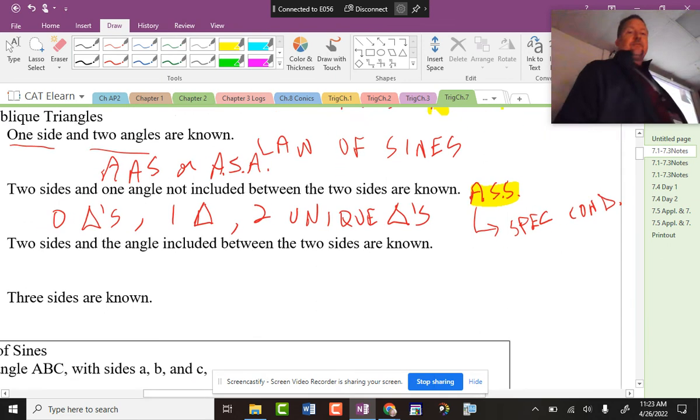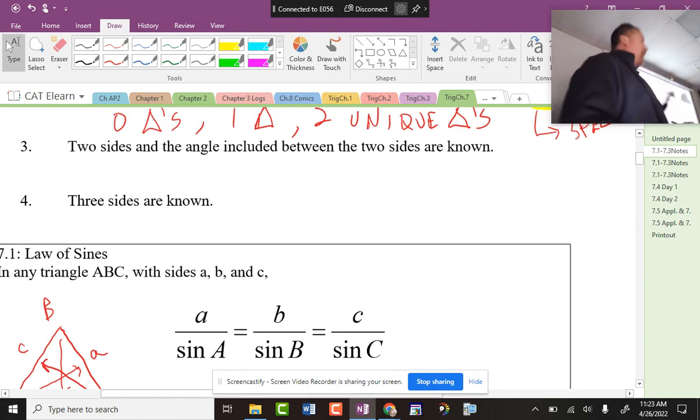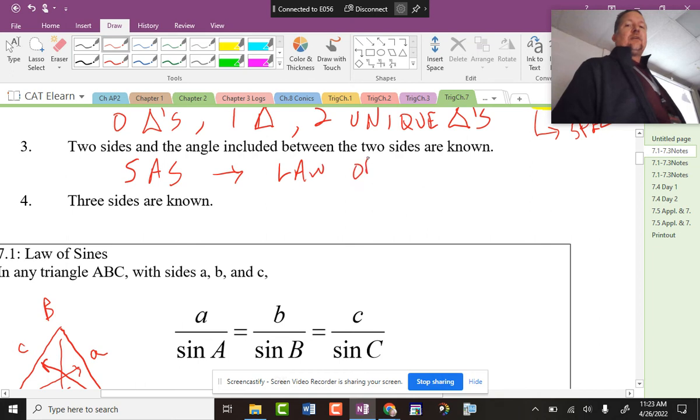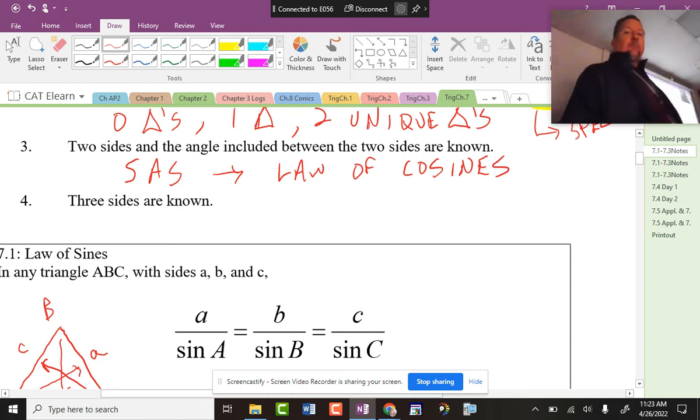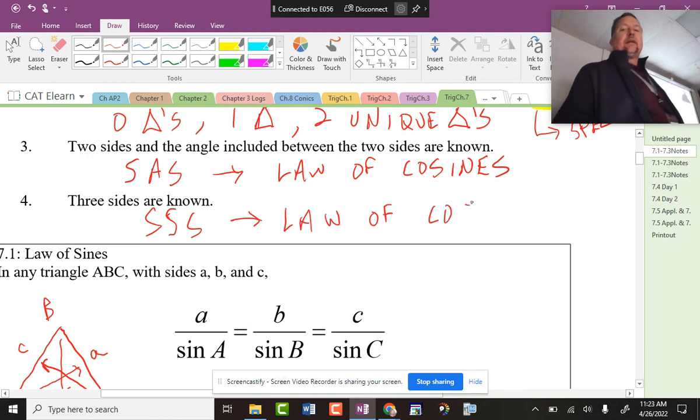I want to remind you of things today. Now, you will find out when you're given SAS, the law of signs does not work. So then I need the law of cosines. And at the end of our notes, I'm going to show you why the law of signs doesn't work when SAS is given. And then SSS, same thing. So you'll need a different law. That's where the law of cosines comes in.